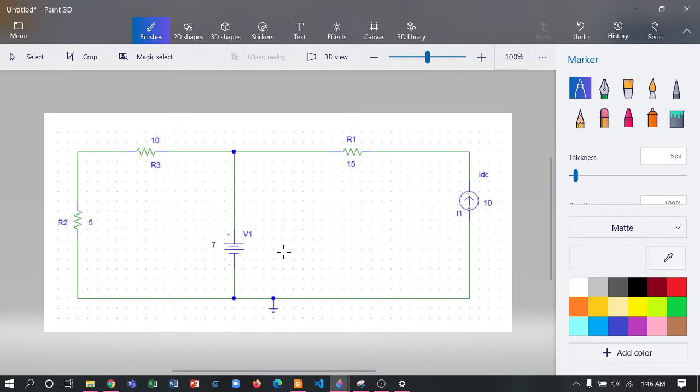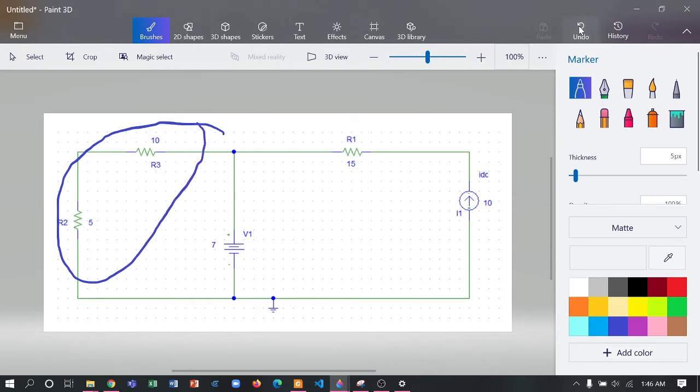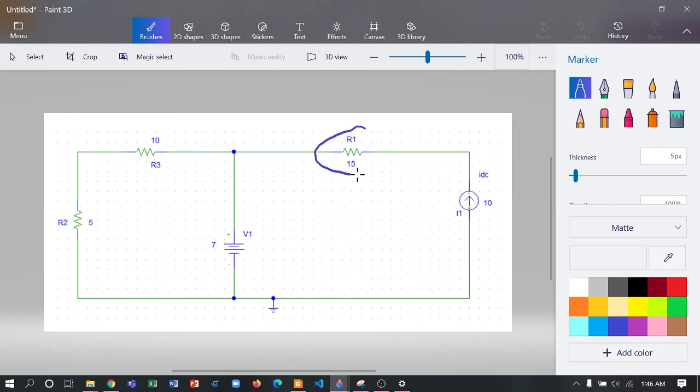define what a branch is. So what is a branch? A branch means that there are one or two components in series or parallel, and they are connected between two different points, and that is called a branch. Just like that, this one is a branch. You can see that this one is a branch, and this one is also a branch, and you can say this whole one is also a branch.